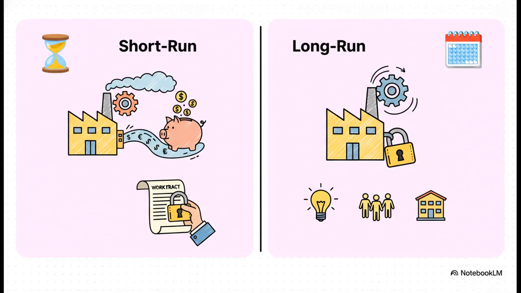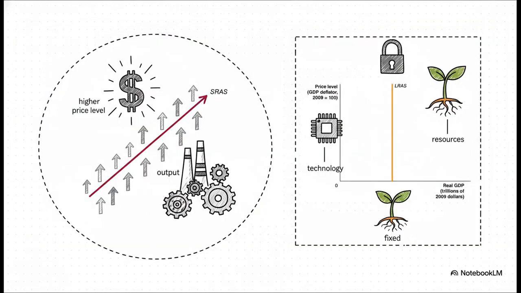That makes you want to produce as much as you can. But in the long run, those contracts get renegotiated, wages catch up, and what your company can really produce depends on real things, like your technology, your workers, and your equipment. And you can see that difference clear as day right here.